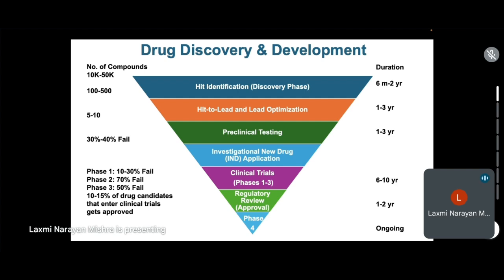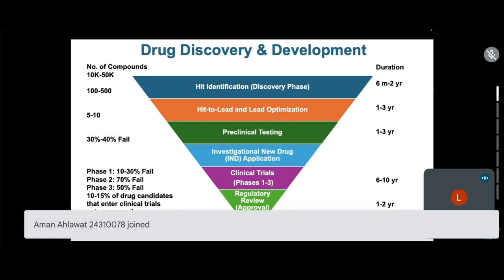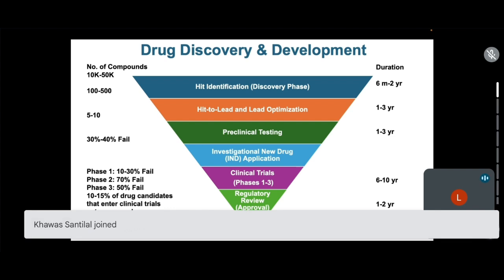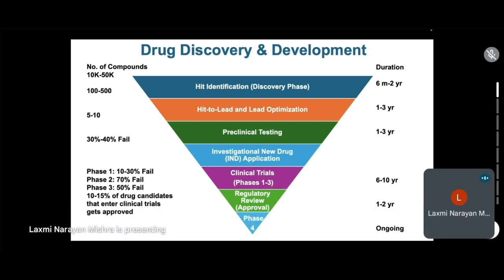So hit confirmation undergoes secondary assays to confirm their activity, and false positives are eliminated at this stage. So we go from 100 to 500 to only 5 to 10 when we go to a lead compound, which we really identify that this is a real hit, and we can go ahead with preclinical testing. False positives are eliminated during this stage, and hits are validated for specificity and potency. The goal is to ensure that the hits are specific to the target and have drug-like properties.